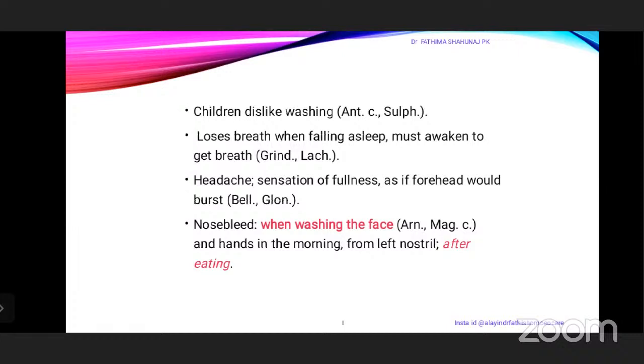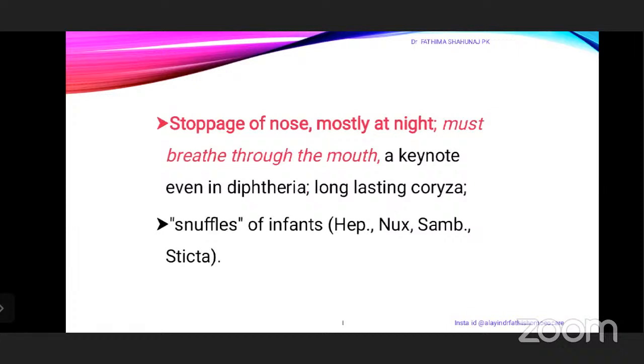And next, about hands in the morning from left nostril and after eating. Then stoppage of nose mostly at night, must breathe through the mouth, a keynote even in diphtheria, long-lasting paresis. Snuffles of infants is mainly compared with Hepar, Nux vomica, Sambucus and Sticta. In Hepar, there will be a stopped-up nose every time he goes out into the cold air. So there will be a constant stopped-up feeling when he goes into the cold air, and smell like old cheese. In Nux vomica, snuffles of infant, coryza which is dry and mainly at night, fluent by day.